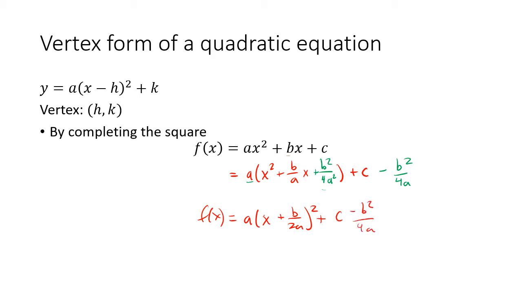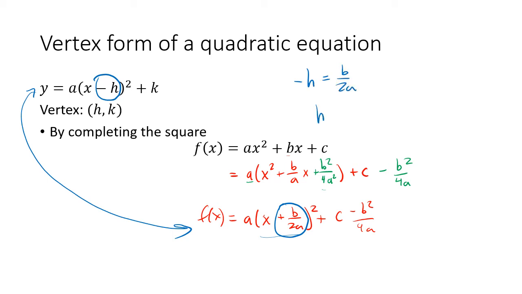Now, what we have here is kind of a yucky looking thing, but it is comparable in a lot of ways to this. Like these look the same, sort of, right? I have a thing being squared. So what we can say then is that this h is equal to this positive b over 2a. This negative h, if negative h is equal to positive b over 2a, then h is equal to negative b over 2a. So negative b over 2a is the x coordinate of the vertex, right?